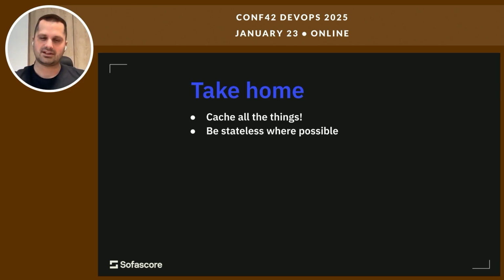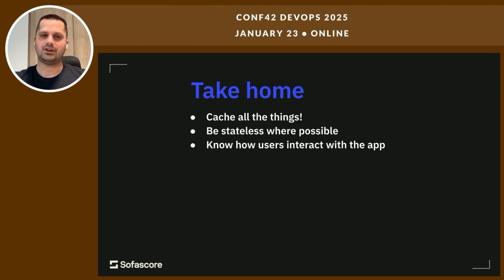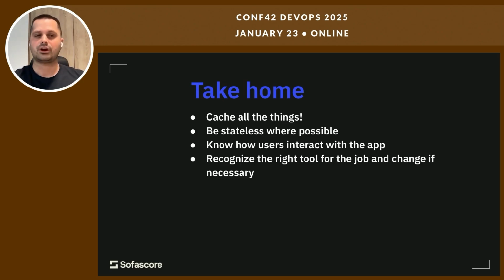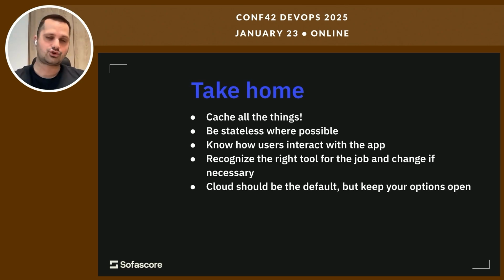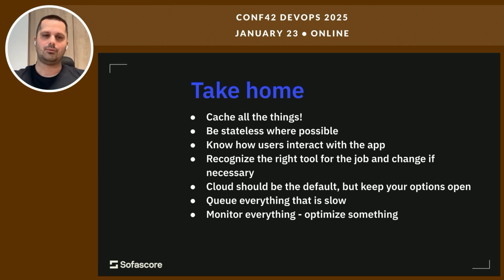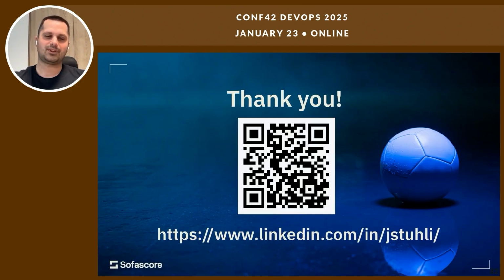Be stateless wherever possible because it will allow you to scale more easily. Know how your users interact with the app. Recognize the right tool for the job and change if necessary. Cloud should be the default. I love the cloud. I think it's one of the most important technologies that we have, but you should keep your options open, especially if your monthly bill is high. Queue everything that is slow, monitor everything, optimize something, and try to keep it simple for as long as you can. If you have any questions, I'll be happy to answer them.